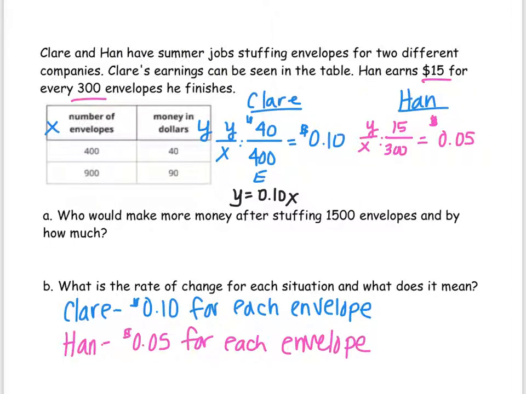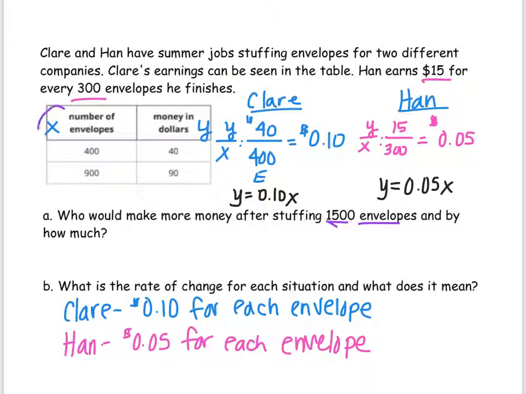Every single envelope increases his earnings by 5 cents. So then his equation is going to be Y equals his amount earned, which is taking his unit rate, how much he earns for one, and multiplying it by how much? How many envelopes? So now back to the original question, who would make more money after stuffing 1,500 envelopes?